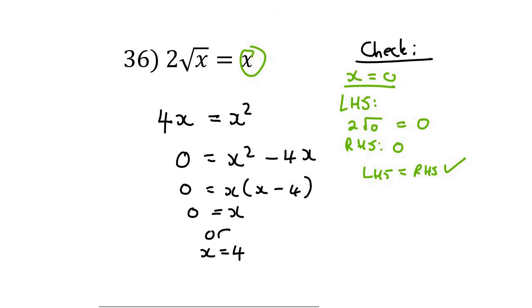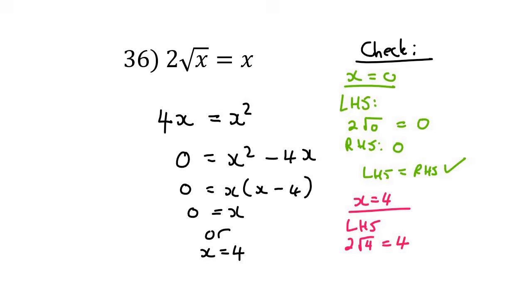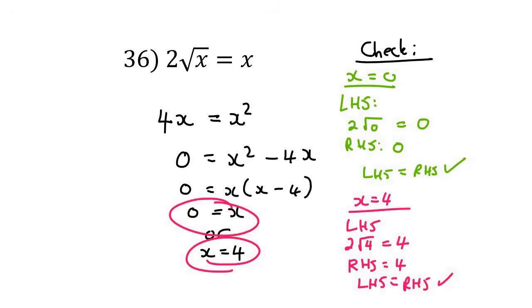Now we're going to check if x is equal to 4. So what you do is you plug it into the left hand side of the equation, and so that's going to be 2 square root 4, which is just going to give you an answer of 4. And then on the right hand side, you plug in the x value, but that's also 4. So once again, the left hand side is the same as the right hand side, so everything is good. There's no problems here, and so those are our two answers.